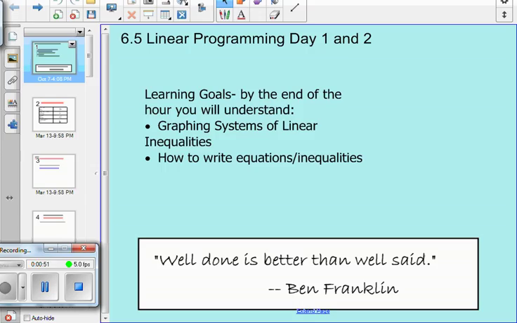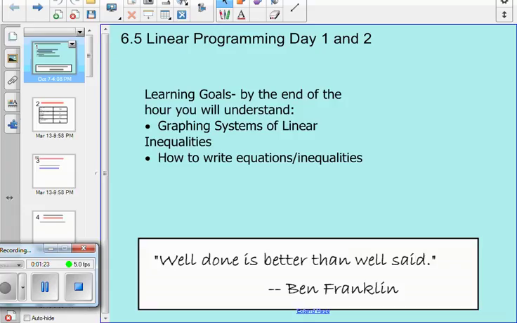Okay, this is called linear programming. And that sounds complicated because this is the programming part. But by the end of this time, just today, you're going to understand the idea of just graphing linear inequalities. Basically, that means you're graphing lines, except you're shading. Do you remember doing the ones where you graph the line, but then you shade on one side of it? That's pretty much all we're doing today, except maybe a little bit of writing equations for situations.